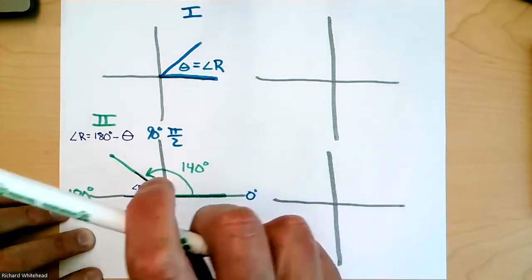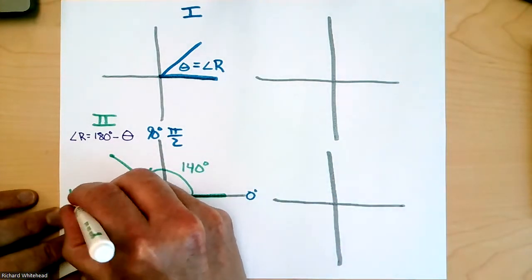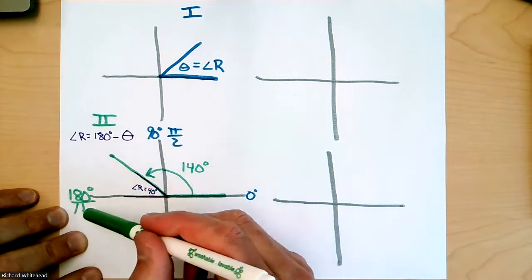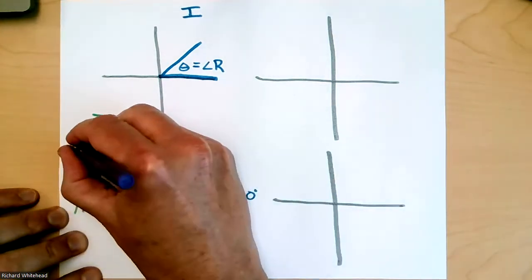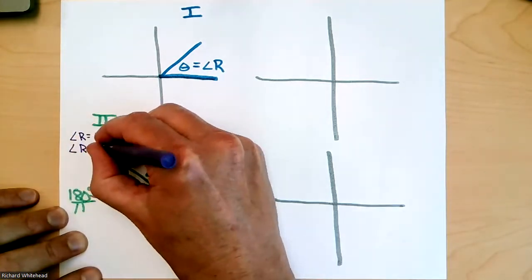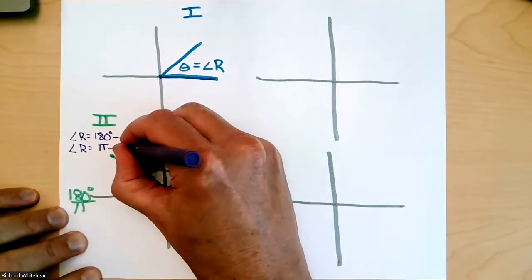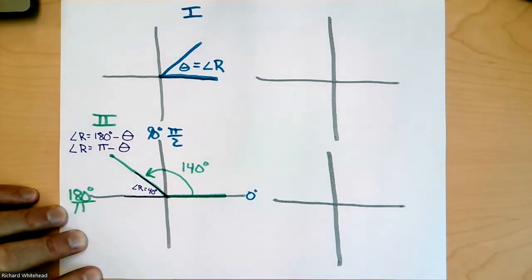And then somebody yells at me and says, yeah, but what if we're in radians? What if I'm between pi over 2 and pi? Oh, well, instead of 180, we would say pi minus the angle theta. And that's how we would find that.